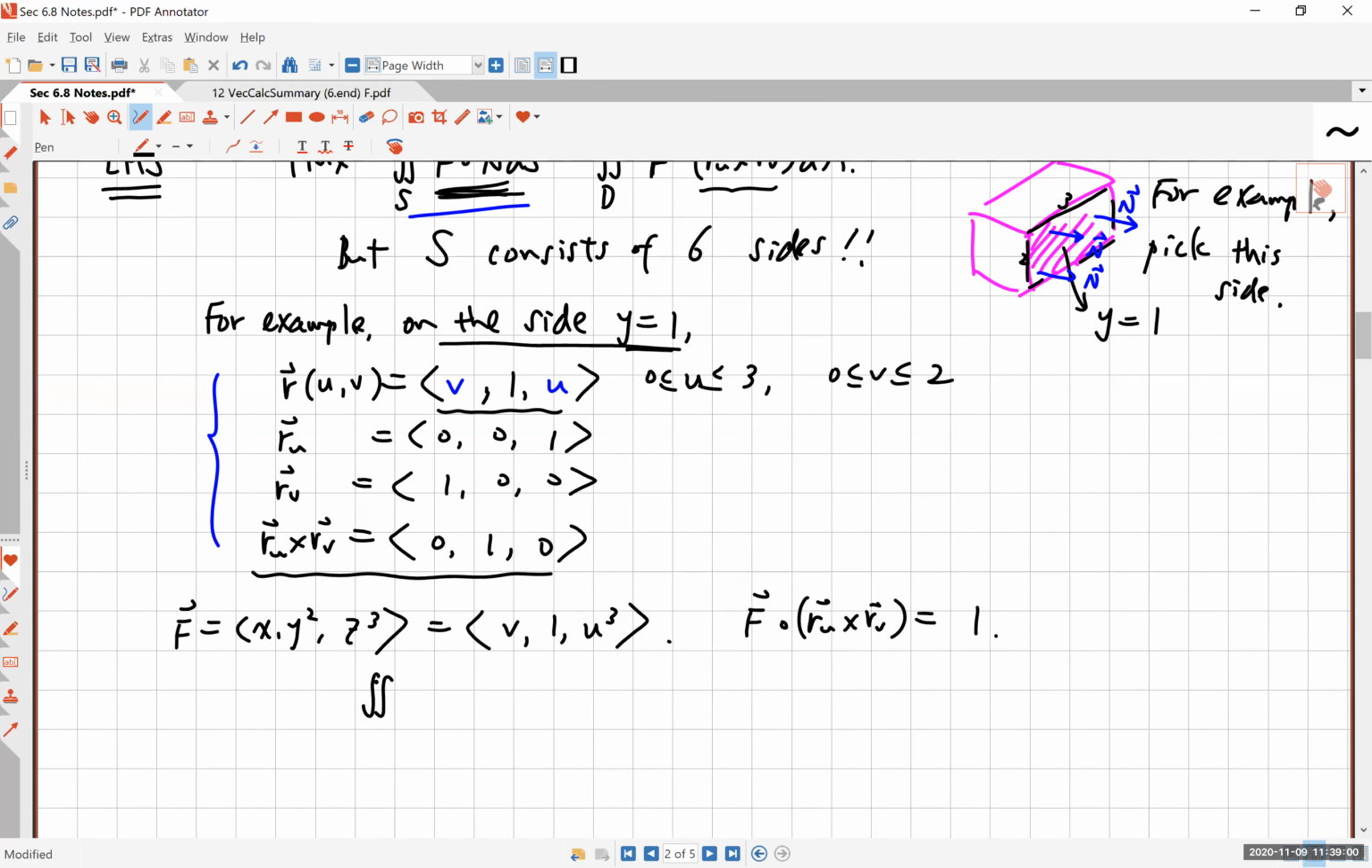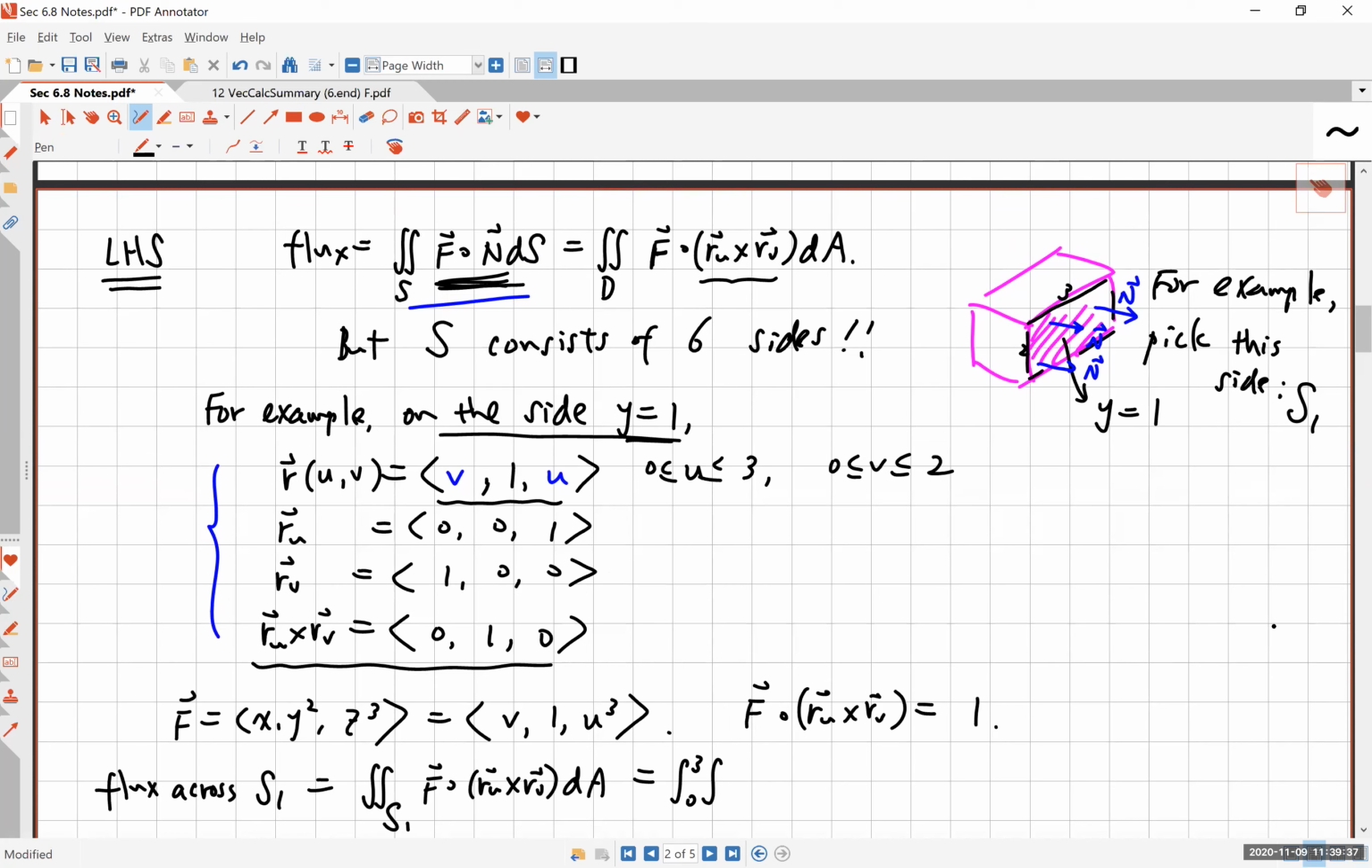So let's call this side S1. So the flux across S1 is what we just calculated. You have to integrate this. But I mean, this is really not all that bad, right? Because we just found out this is 1. And we are going from, u goes from 1 to 3. Oh, is that right? No, I think u goes from 1 to 2, right?